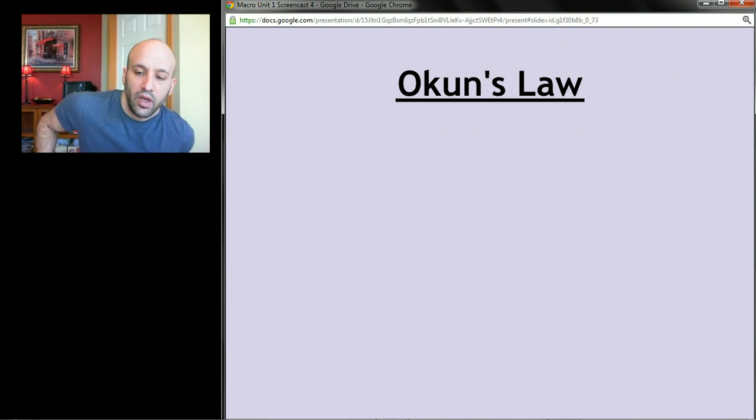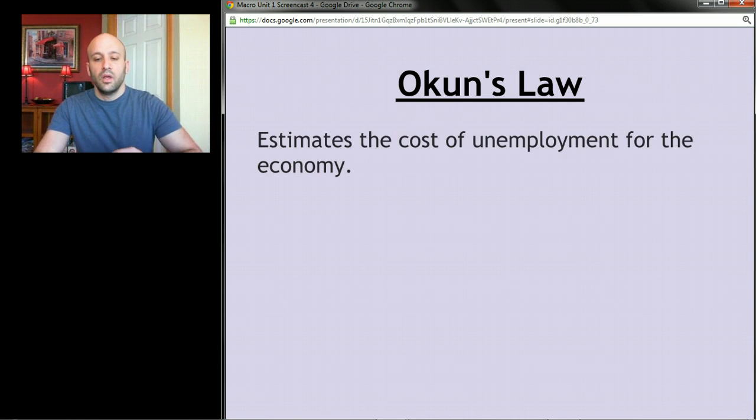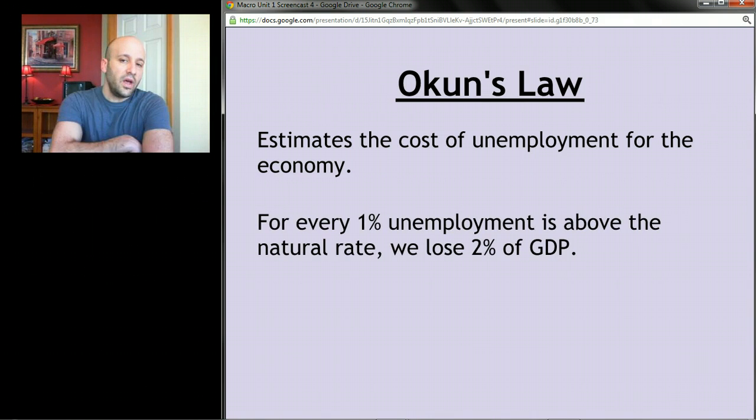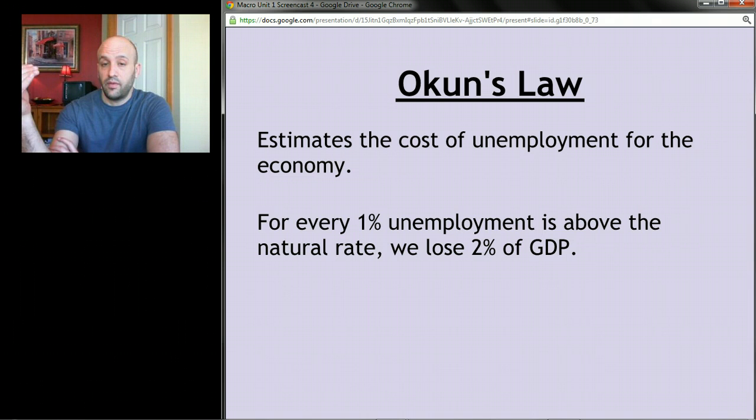Alright, one last thing for this screencast, Okun's Law. Okun's Law estimates the cost of unemployment for the economy as a whole. Okun was an economist, and he wanted to find out, well, how damaging is unemployment? What he found, looking at empirical data, is that for every 1% that unemployment is above the natural rate, which you'll remember is around 5%, GDP drops by about 2%. If we don't have people working, they're not making stuff. And if they're not making stuff, GDP is going to go down.